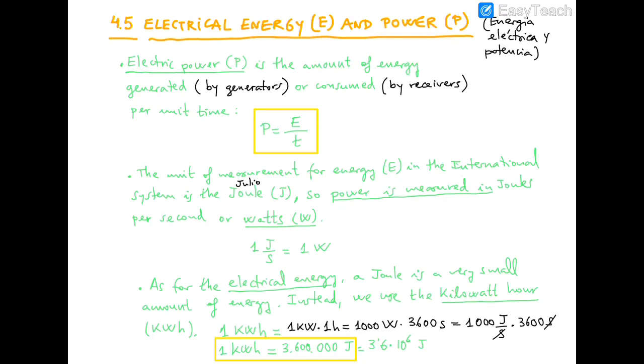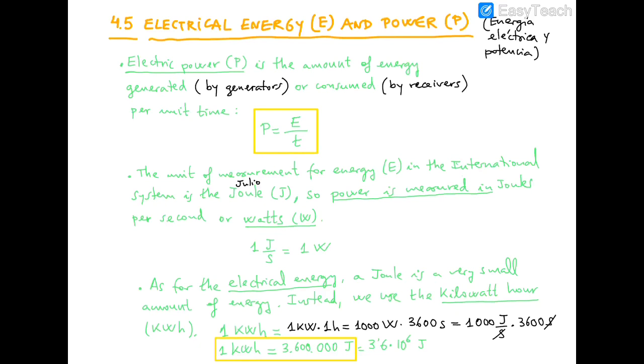Now we are going to study two more electrical magnitudes which are very important. They are the electrical energy that we represent with the letter E and power with the letter P. The electric power is the amount of energy generated by generators or consumed by receivers per unit time.